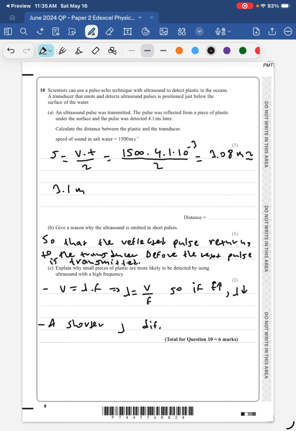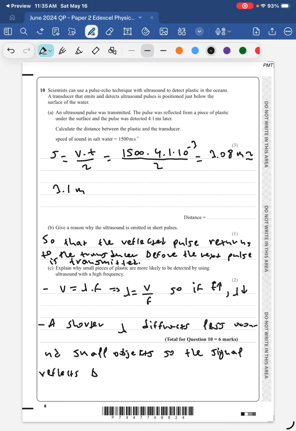Now a shorter lambda diffracts less around small objects, so the signal reflects back rather than bending around objects.